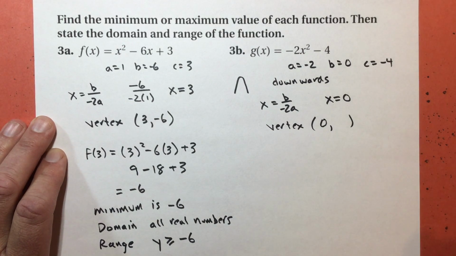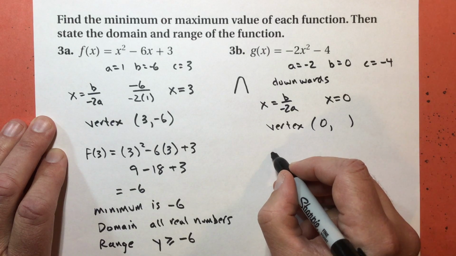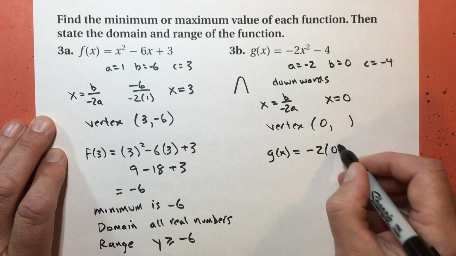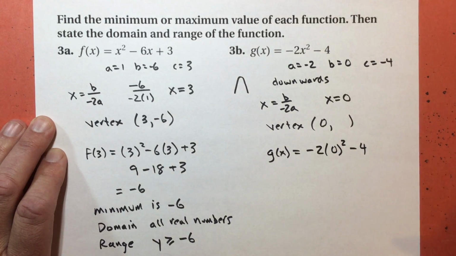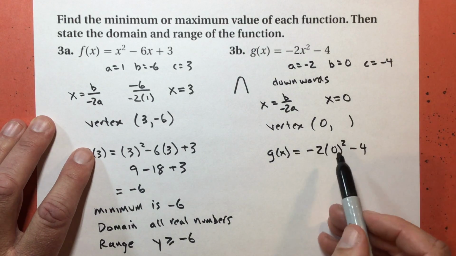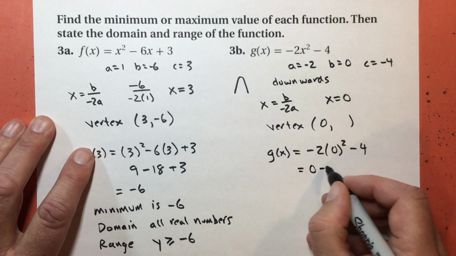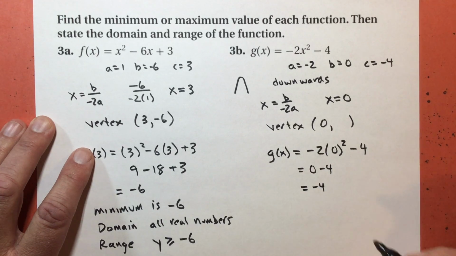Now I got to find the y value. So this one's g, I almost called it f. G of x is going to be negative 2 times 0 squared, subtract 4. Well, that's easy. 0 squared is 0, negative 2 times 0 is 0. This is 0 subtract 4, which equals negative 4.